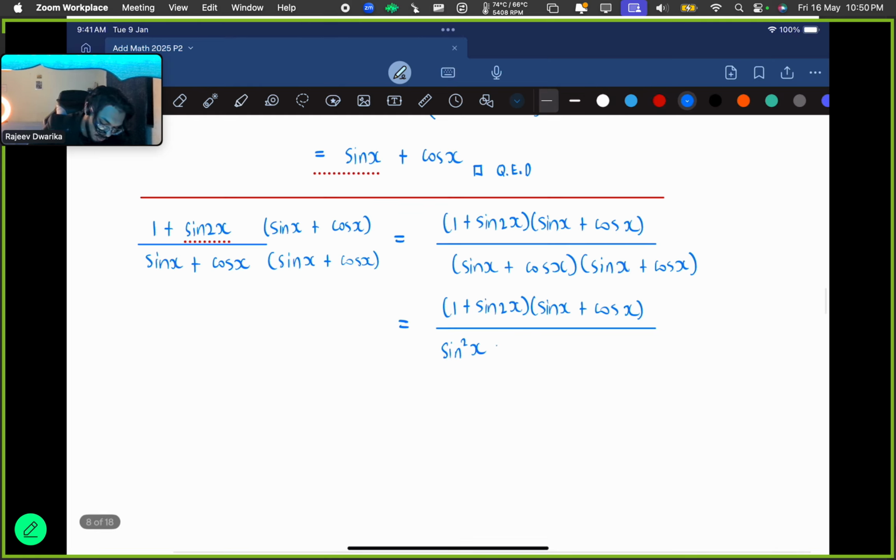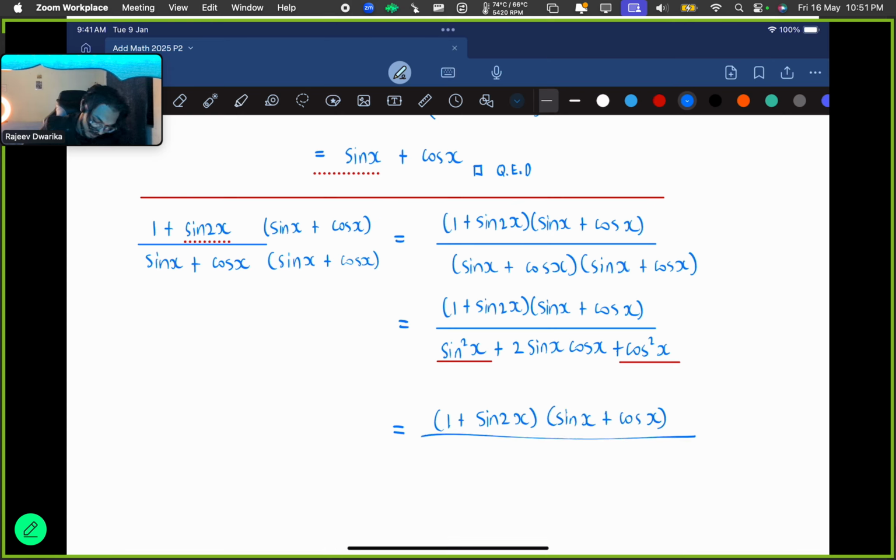So if you expand it out, you get sine squared x plus 2 sine x cos x plus cos squared x, right? Look carefully. Sine squared x plus cos squared x is what? 1. And what is 2 sine x cos x? Sine 2x. And that would cancel off with the top. And then you get left with sine x plus cos x.